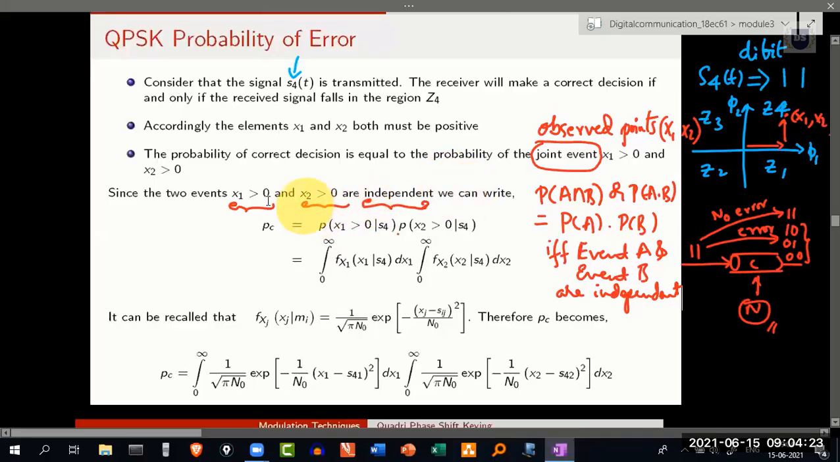Right now, by now we got to know that x1 and x2 are both independent of each other, and in fact, it can be rewritten as p of x1 greater than 0 given s4 is transmitted into probability of x2 greater than 0 given s4 is transmitted. And in turn, we can express this in terms of integration of the conditional PDF like this.